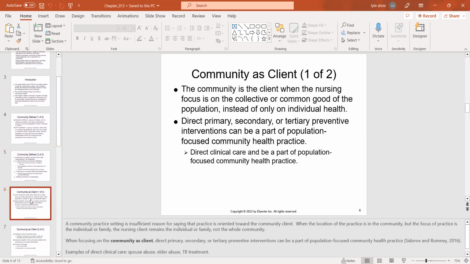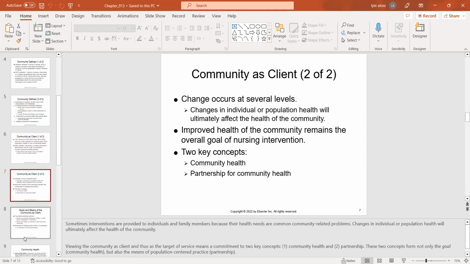We see community as a client. A community practice setting is an insufficient reason for saying that practice is oriented toward the community client when the location of the practice is in the community, but the focus is on the individual or family. So when we're focusing on community as a client, we have direct, primary, secondary, and tertiary prevention that can be part of our population-focused health practice. Examples of direct care might be spousal abuse, elder abuse, and we see it with TB treatment. With community as a client, sometimes interventions are provided, and because their health needs are commonly related problems, changes in individuals will ultimately affect the health of the community.